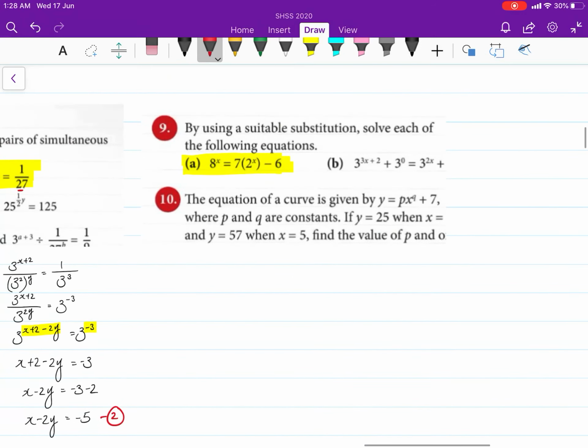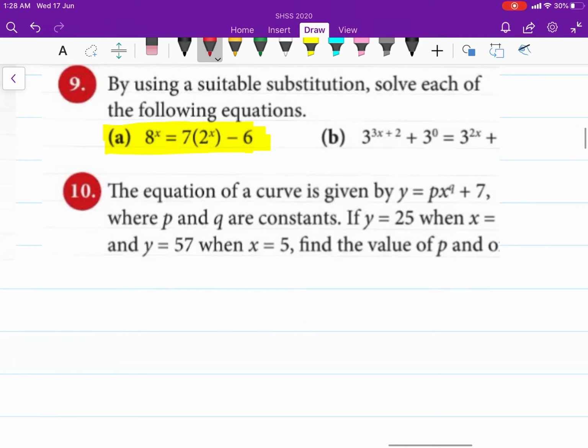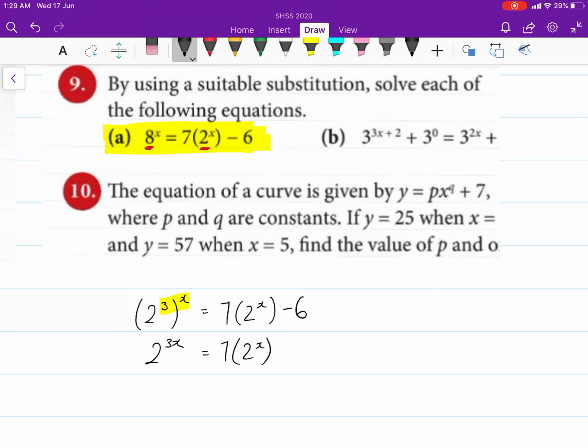The last question, question number 9, which is an advanced question, you will see that 2 to the power of x is here, and 8 is a special number because I can simplify 8 into 2 to the power of something. Now 8 changed back to base 2 is 2 to the power of 3, to the power x equals to 7 to the power of 2x minus 6. Now this one I can use indices to simplify. 2 to the power of 3x equals to 7, 2x minus 6.